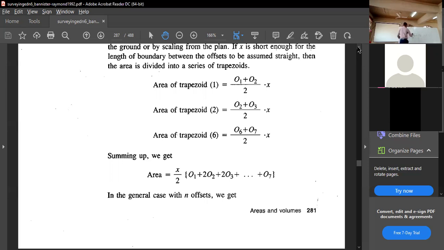Then we have the offsets. For every single one of these offsets, there's a distance of x. Are you getting that? You have an even number of these strips. So how many offsets is it? An even number of offsets, or odd, if the strips are even.